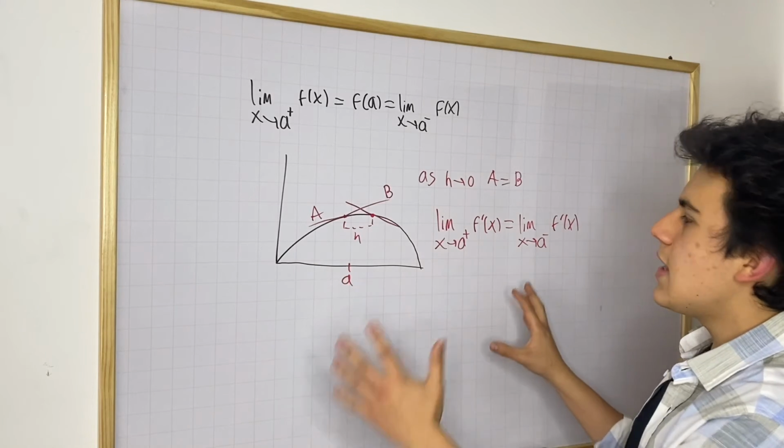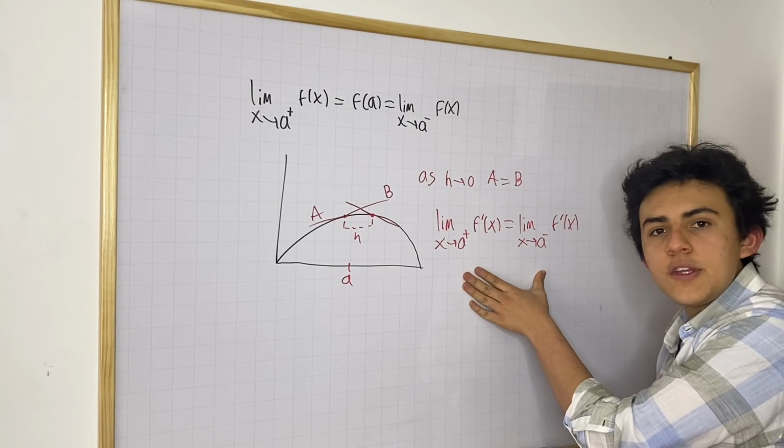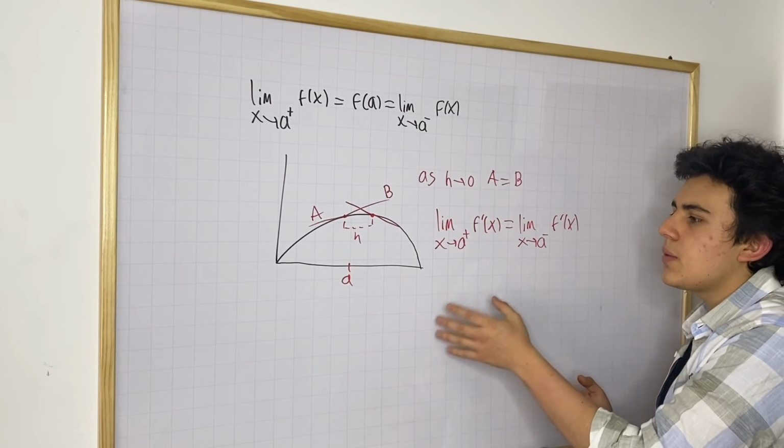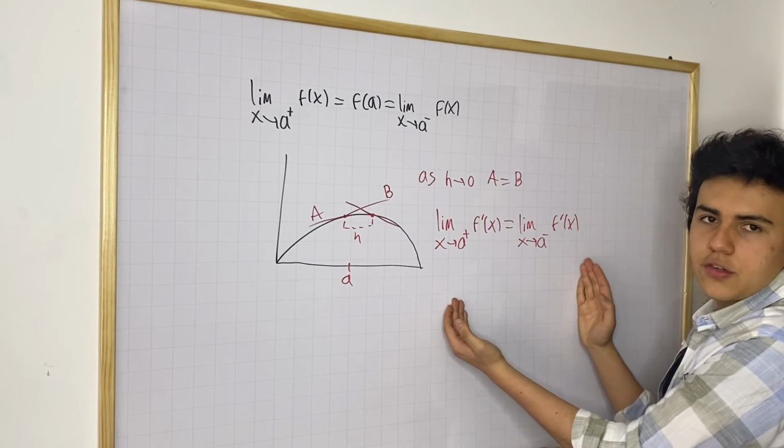So this is basically the definition. This right here is the definition of differentiability. And basically you say that a function is differentiable at x equals a if this condition is true.